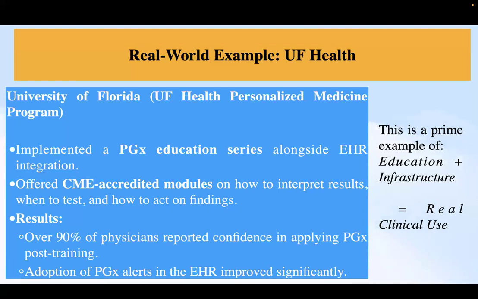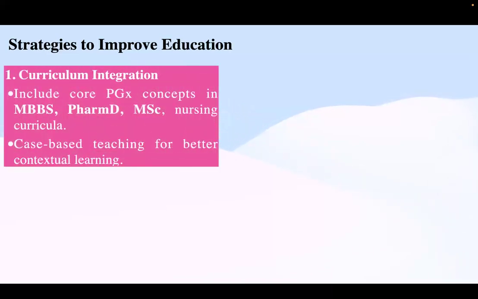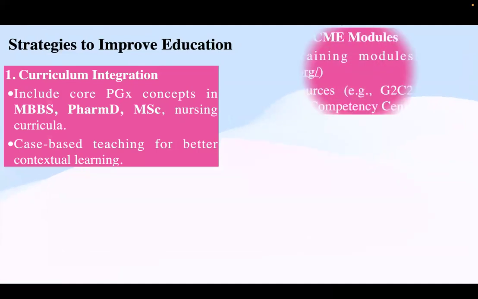So it is very complex, and we are going into detail at the very root level of what is restricting us. So these are the strategies to improve education. What can you do? Curriculum integration. Include more pharmacogenomic concepts in MBBS, maybe in PharmD, MSc, and nursing curricula. Case-based teaching should be there for better context in your learning. That's what we are doing, right?